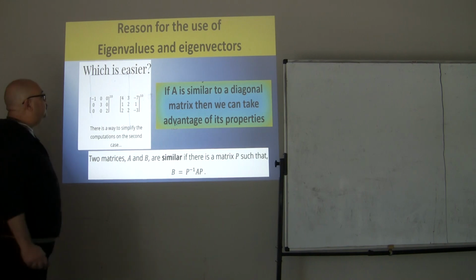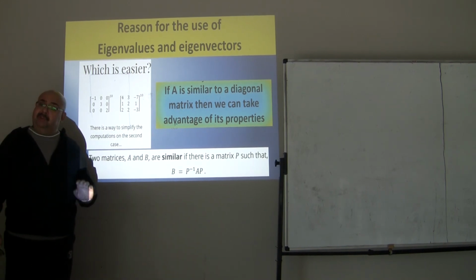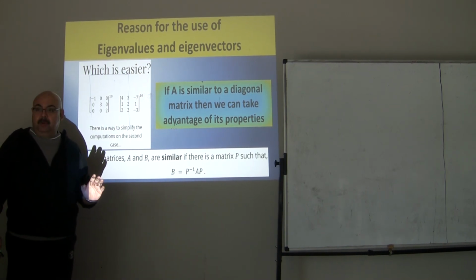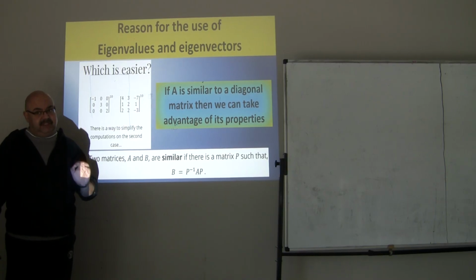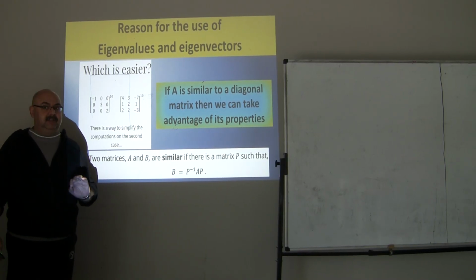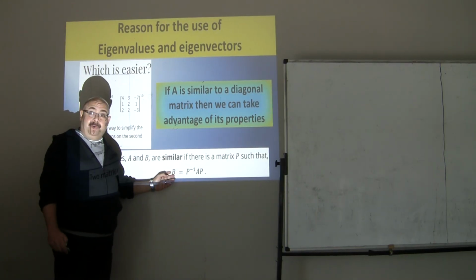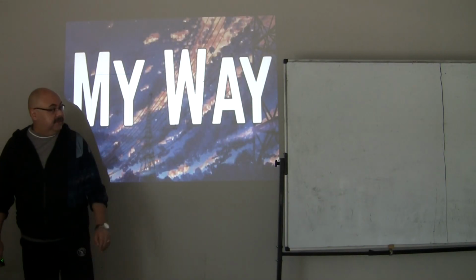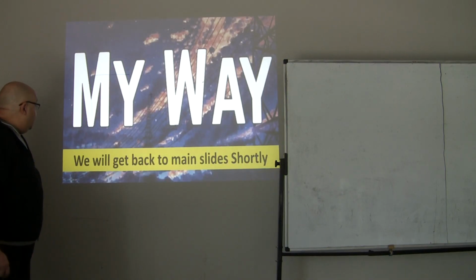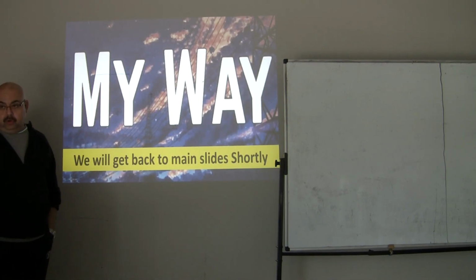Okay, once more. Our mission now is to find the P matrix, which, if it exists, is going to help us get a matrix similar to A with a diagonal form, so it will make your life easy. Okay, we will get back to many slides shortly.